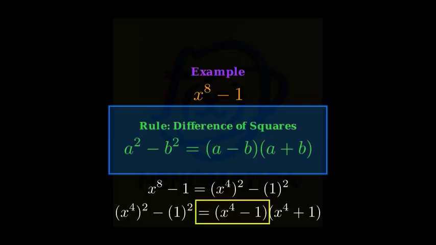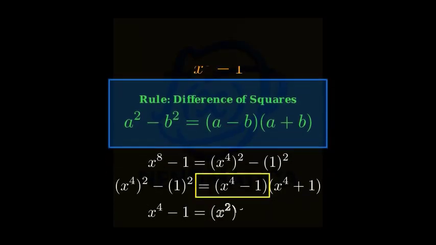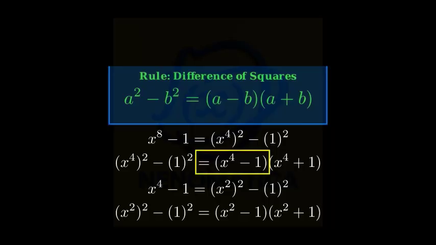We can factor this further using the same difference of squares formula. X to the fourth minus 1 can be written as x squared squared minus 1 squared. Applying the difference of squares formula, we get x squared minus 1 times x squared plus 1.